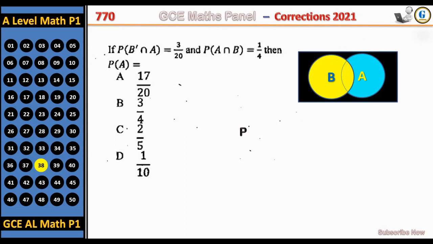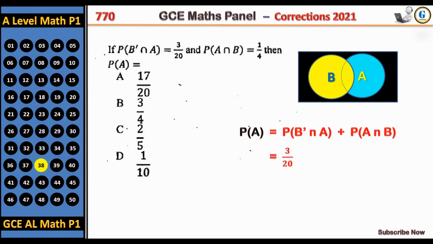So the probability of A equals the probability of B prime intersection A plus the probability of A intersection B. And this will be equal to 3 over 20 plus 1 over 4, which is equal to 8 on 20. Alright, so our key here is 2 on 5.